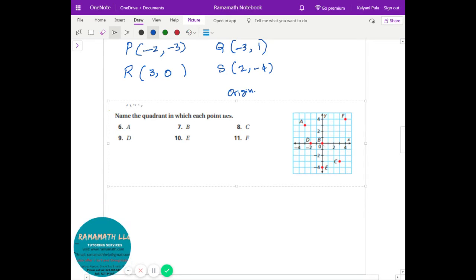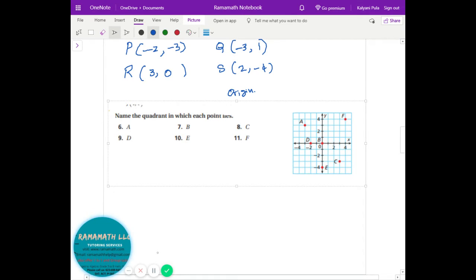Number 7. Let me check my paper. I got 0, 0, which is the center. Okay. Number 8, 3. I got the origin. No, number 8. Oh, I got the fourth quadrant. That's right. Okay.